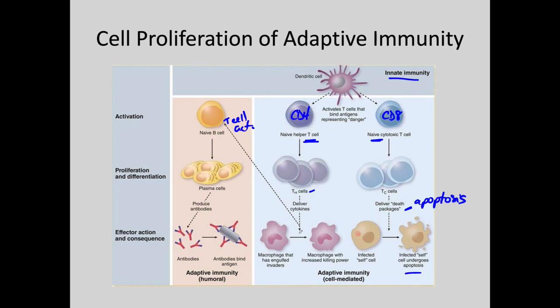Naive helper cells, they run around and tell everybody else what to do. They're going to deliver their cytokines. They're going to deliver those signaling molecules. They're going to tell macrophages to become super macrophages. And some of them are going to come over here and tell naive B cells that, yep, that antigen is bad. You need to make plasma cells to produce antibodies, and you need to make a couple of memory cells so that if we ever run across this thing again, we can attack it very quickly.